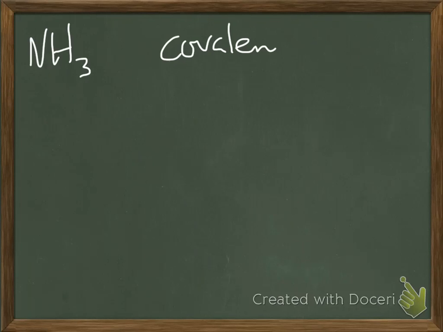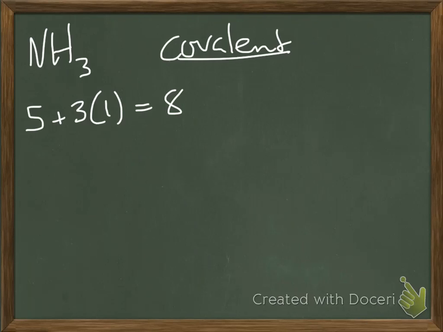Next up, ammonia, NH3. This is covalent. Nitrogen and hydrogen are both nonmetals, so I know it's covalent. So that means you count them up. Nitrogen has 5. Hydrogen, there are 3 hydrogens, and they each have 1, so that's a grand total of 8 valence electrons.